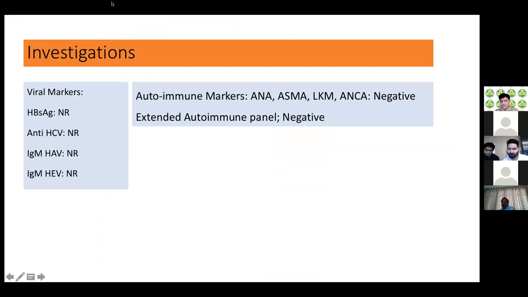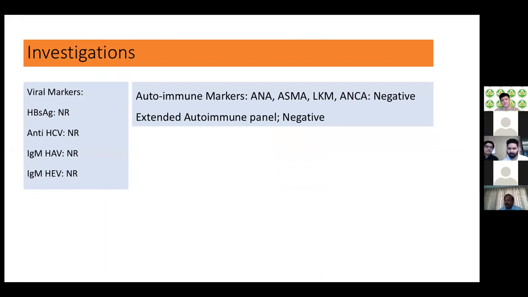Sir, I'm considering only BRIC here because PFIC1 and 2 are usually seen in the younger age, and PFIC3 is already out on the basis of normal GGT. So I would like to keep both BRIC1 and 2. Okay, how will you further investigate?